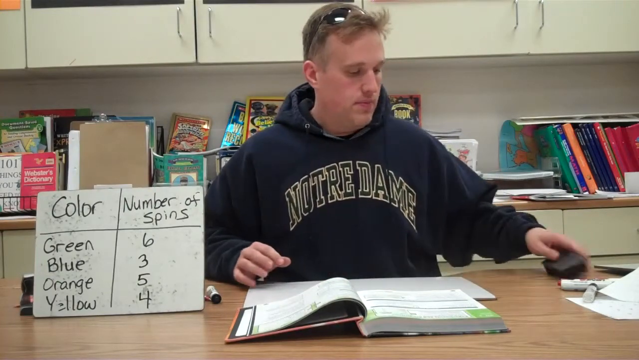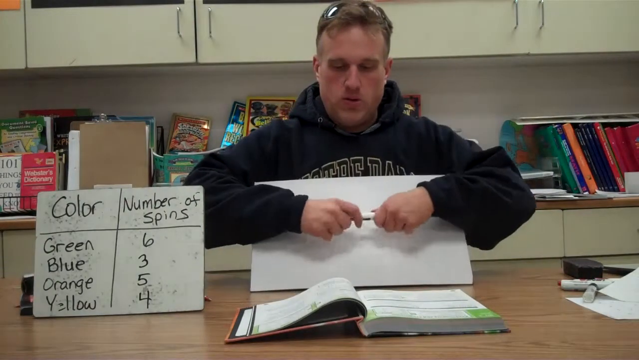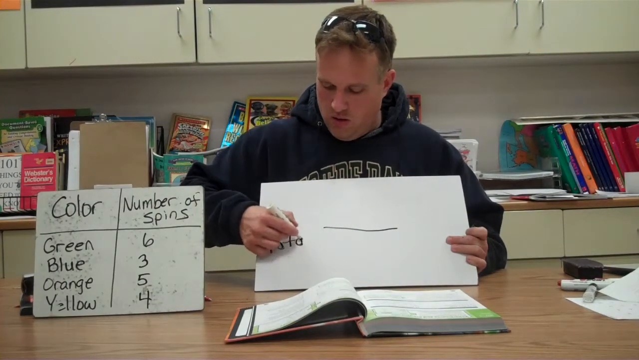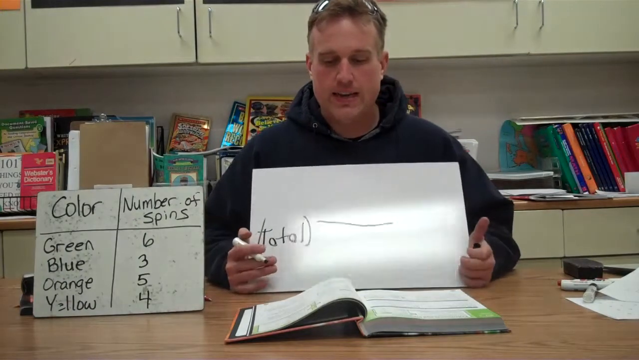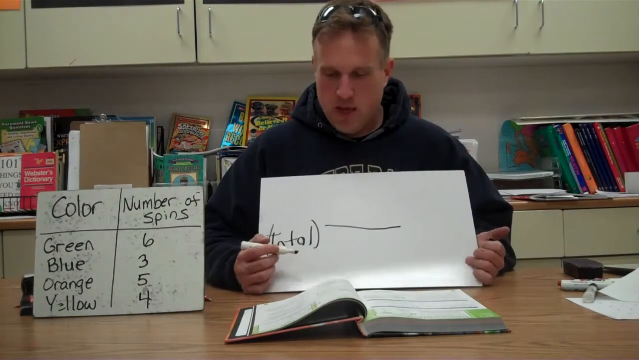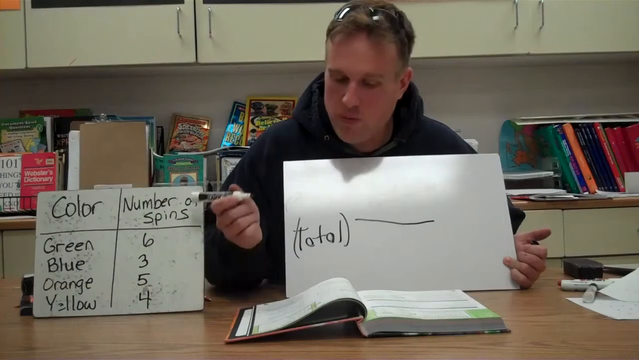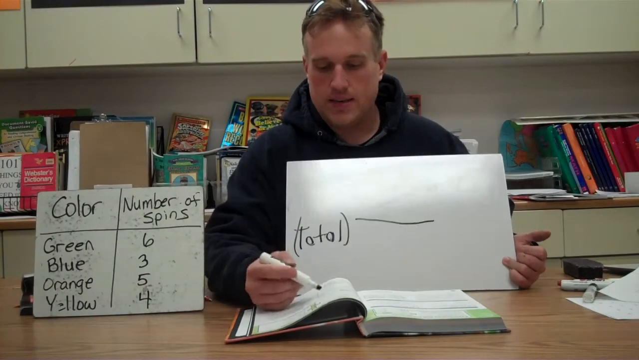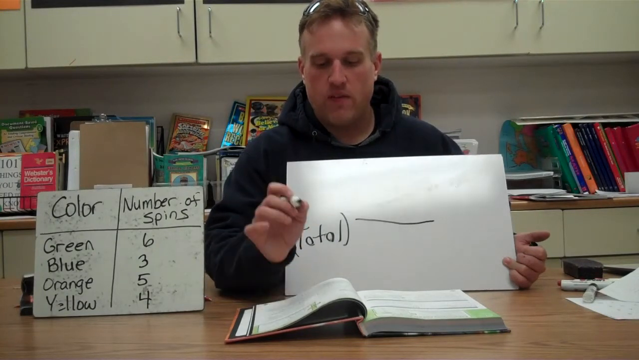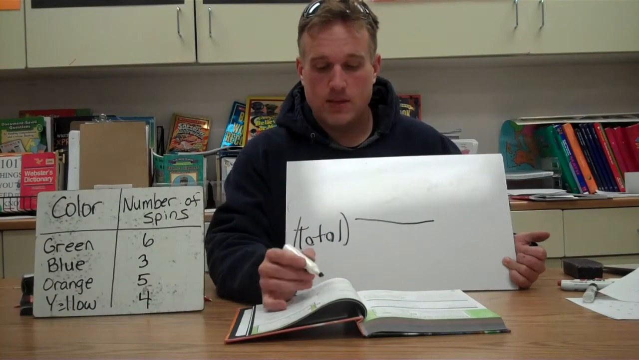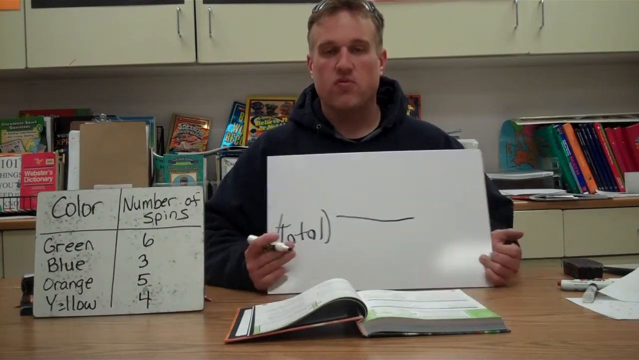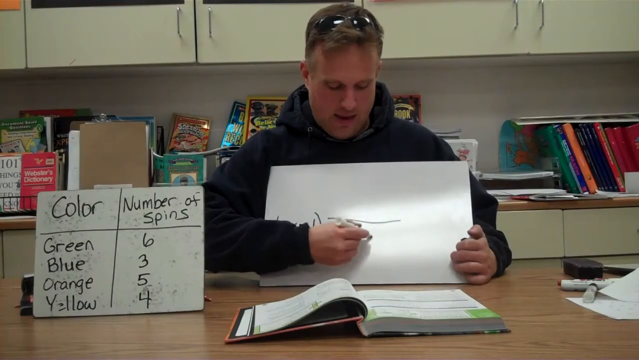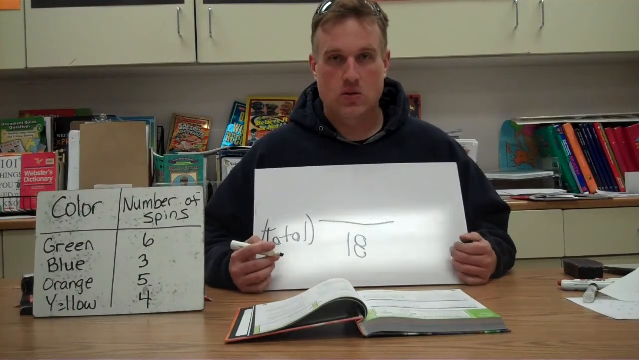So, again, the first thing we must find is our total. Based on the number of spins, we first find the total number, so we need to add up those numbers. 6 plus 3 plus 5 plus 4. When you add those together, you should get 18.